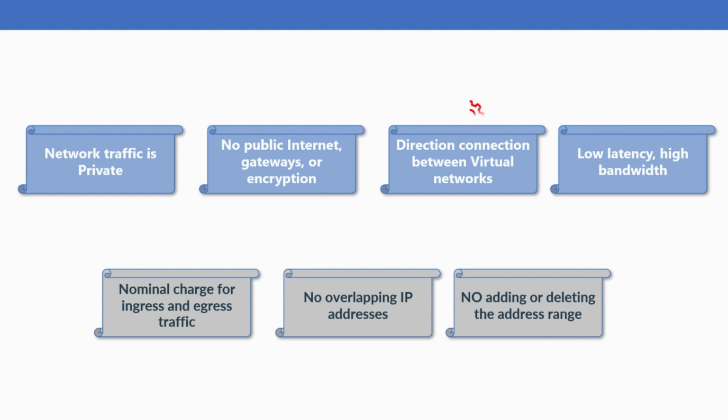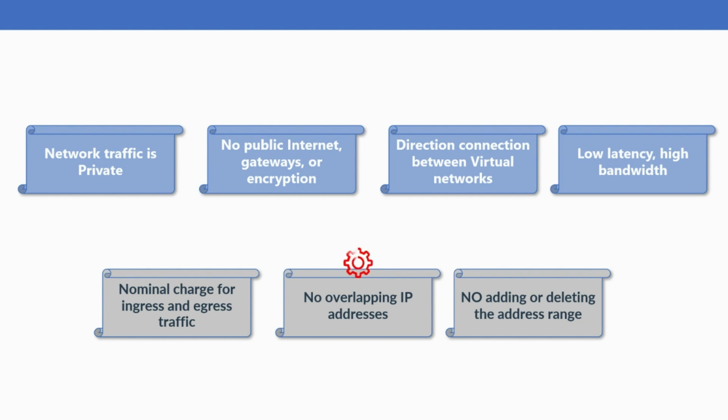Fourth one is related to low latency and high bandwidth. The latency between two peered virtual networks is the same as the network latency within a virtual network. Next one, there is a nominal charge for ingress or egress traffic that uses a virtual network peering connection. That is, the data transfer either from a virtual network to another network or from another network to a virtual network is chargeable.